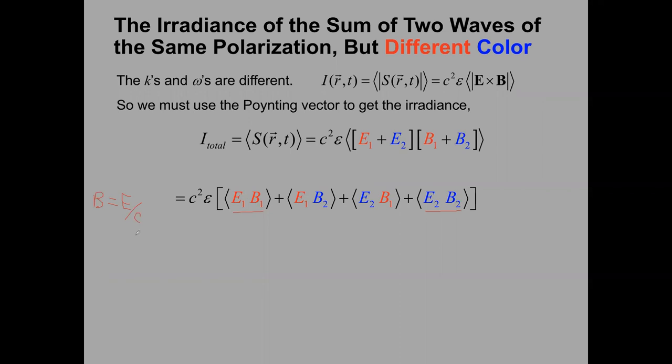So the first and fourth terms are the intensities of our beams: the first one is the intensity of our red laser beam. The second term is the intensity of our blue laser beam. The two terms in the middle are our cross terms that should give rise, or would give rise, to interference. Let's take a look at those more closely.